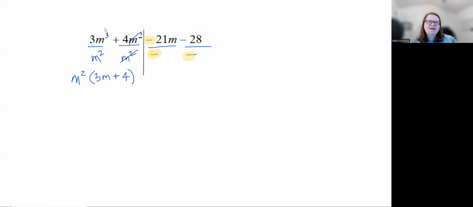And when we do that, we're thinking, okay, I know that I should get the same thing I got over here in parentheses, 3m plus 4. So then the question is, well, how can I divide negative 21m and get 3m? 21 divided by 3 is 7, and the m stays there. So it looks like we're dividing by negative 7. So let's check and see. Negative 28 divided by negative 7, yeah, that's positive 4.